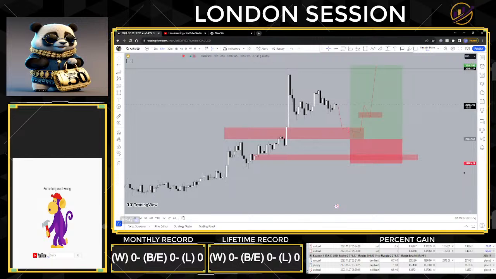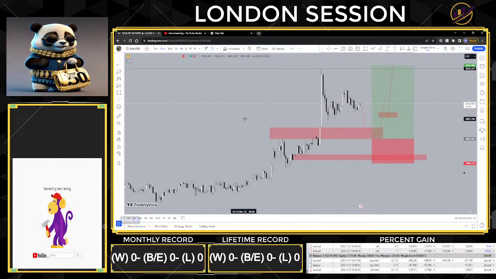I'm going to keep this short for today, just 20 minutes, because again it's Monday. Most of the moves usually happen Tuesday to Friday, and I do not aim to push a trade.